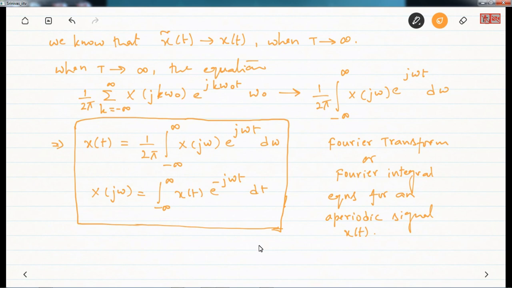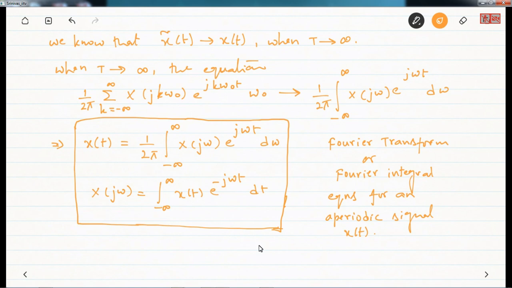So simply to sum up, whatever we did in the last 1 hour is just to explain the concept of Fourier transform, how Fourier transform can be defined for aperiodic signals, and how we derive that from the Fourier series.